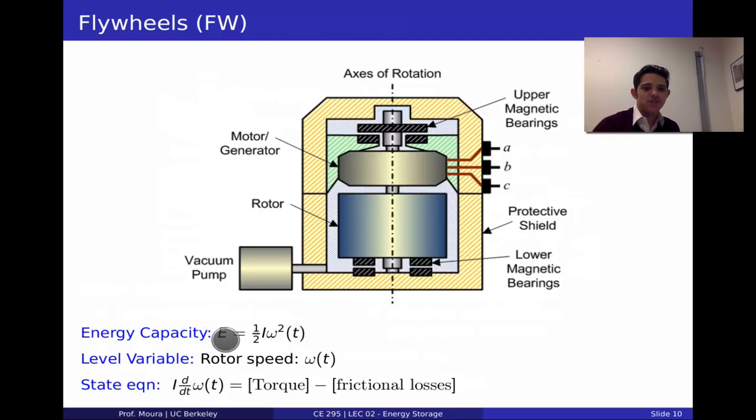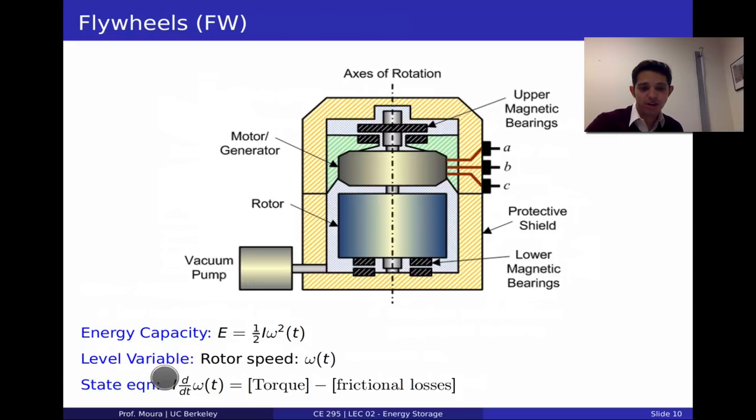So the energy storage equation looks as follows. We have E equals 1/2 I omega squared, where I is the rotational inertia. So it's the rotational inertia of the rotor, actually of the entire setup. Then omega is the rotational speed. Correspondingly, the amount of energy stored in the system is given by omega. You can understand that well by considering what happens when omega is zero. That means the rotor is not spinning at all, it's just still, so there's no kinetic energy stored in the system.